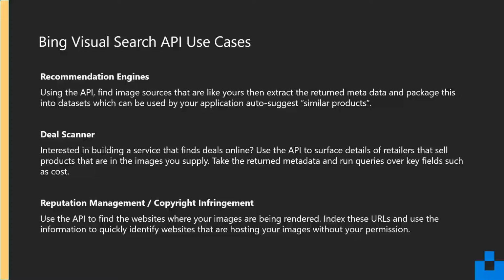Quite a few different use cases for this. We've talked very briefly over some of them. Everything from recommendation engines to deal scanners to actually ensuring that your IP or your copyright is being maintained. So you could upload image-related data. You could take pictures of products and build a service that automatically ingests image-related data, makes a call to the API, and then surfaces the cheapest deal. That's one solution that you could build out using it.